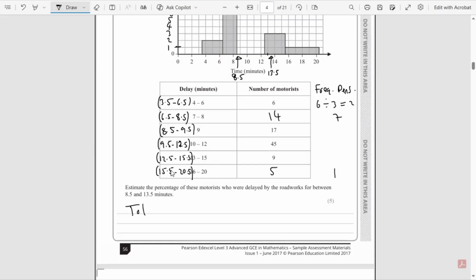So therefore, the total number of motorists, there we go. I'll do this on the calculator. 6 plus 14 plus 17 plus 45 plus 9 plus 5 is 96 motorists.